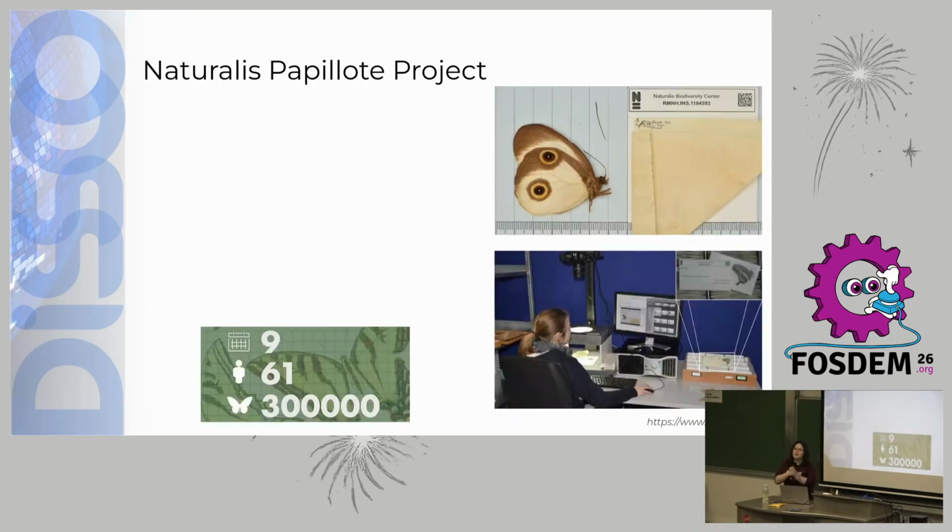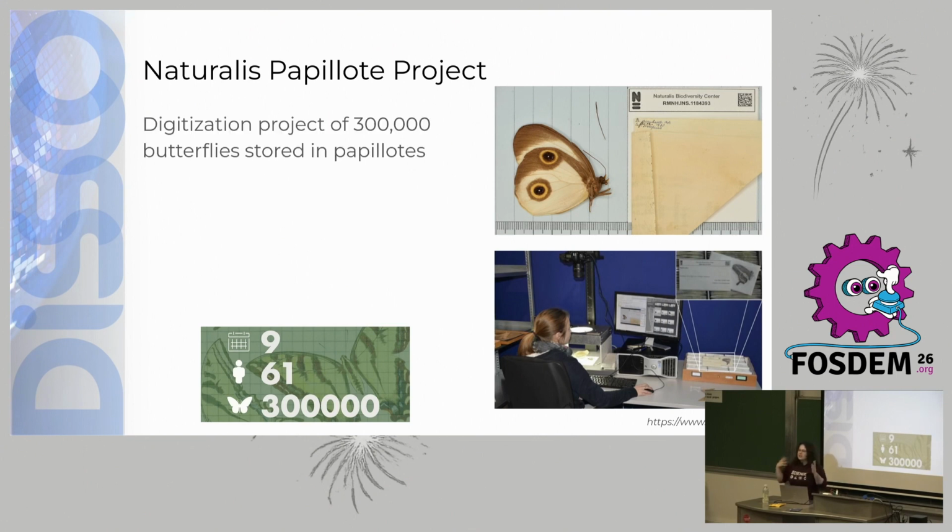So we have been partnering with researchers at Naturalis, and this is a really good example that really helped us streamline our annotation process for users. The Naturalis Papillote project was a digitization project at our institution of 300,000 butterflies stored in papillotes, which are the triangular envelopes that you saw. So we had papillons in papillotes. It was powered by volunteers. So these people, they took pictures, they extracted these very delicate, often centuries-old butterflies with tweezers.